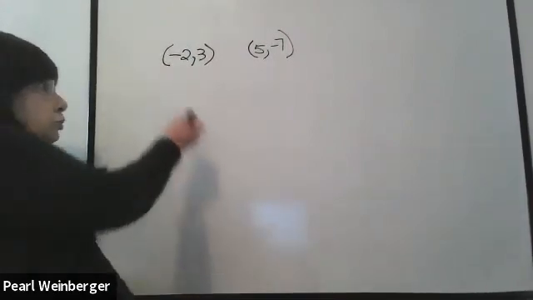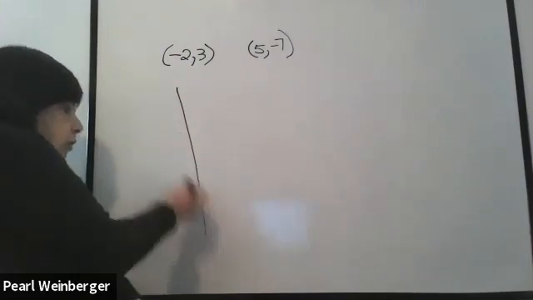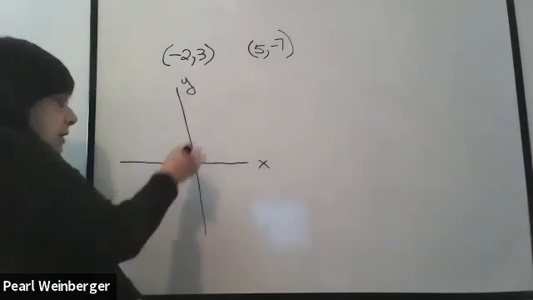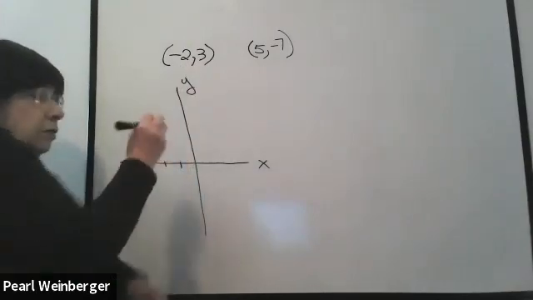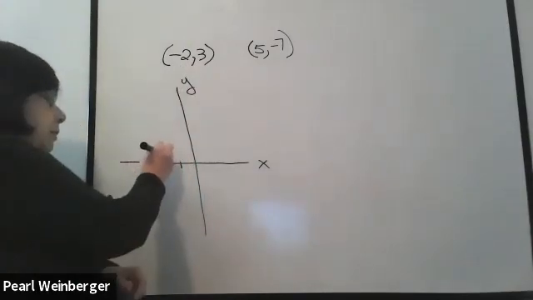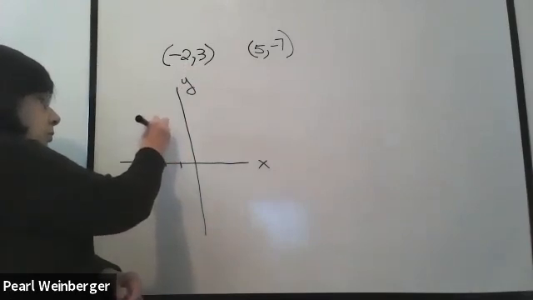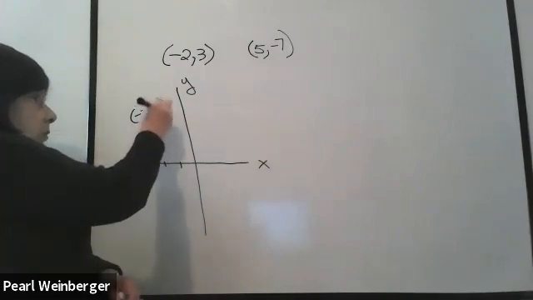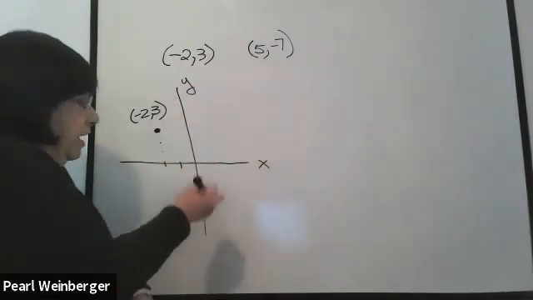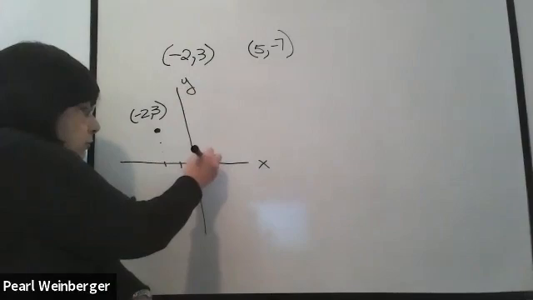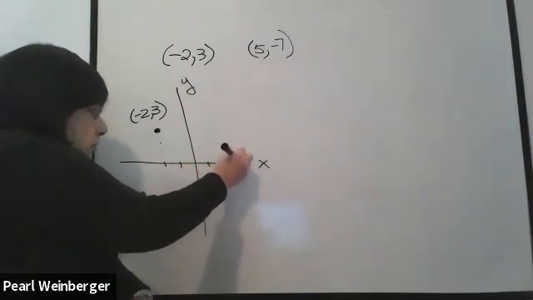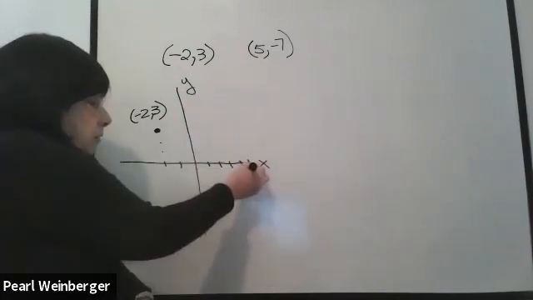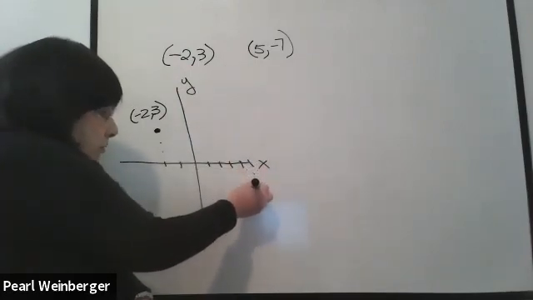I could draw those 2 points. I know how to draw points. To get to the point -2, 3, I go 2 to the left and 3 up. There's my point -2, 3. And the point 5, -7 means go 5 to the right. So here's 1, 2, 3, 4, 5. And -7 means go 7 down.